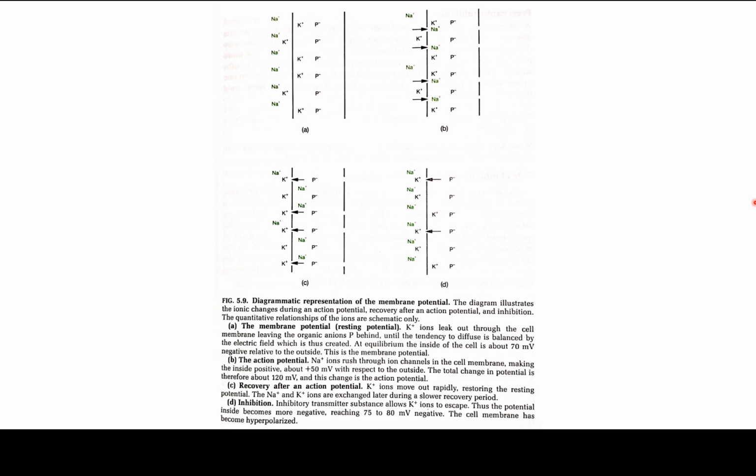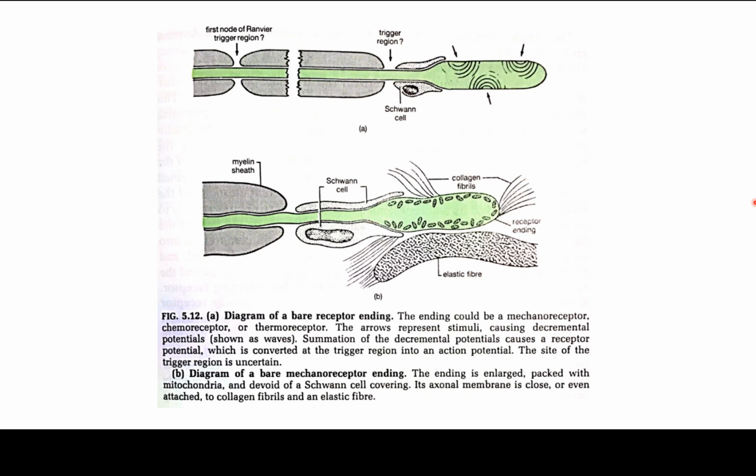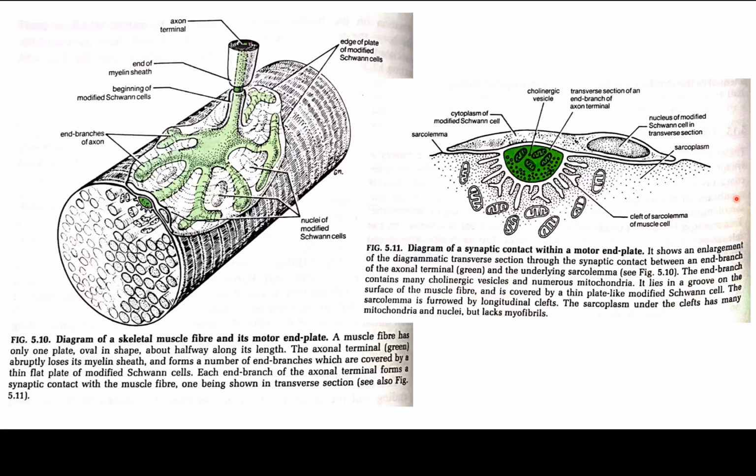The end plate potential. The effector ending of the axon which innervates skeletal muscle makes a synaptic contact with its skeletal muscle fiber. The region of the synaptic contact is named the motor end plate. This can be seen in the following figure. In a motor end plate, the cell membrane of the axon effector ending is the presynaptic membrane. The sarcolemma of the muscle fiber is the postsynaptic membrane. Transmission from the axonal ending to the muscle fiber is achieved by the release of neurotransmitter substances such as acetylcholine.